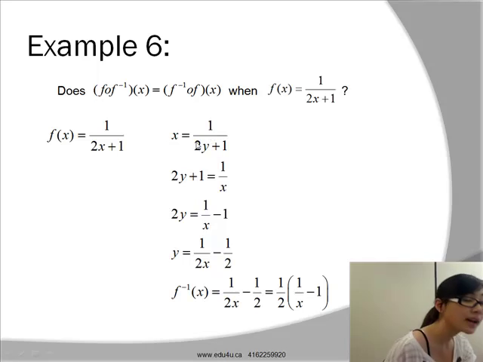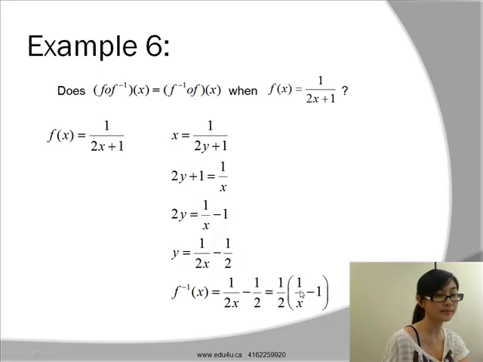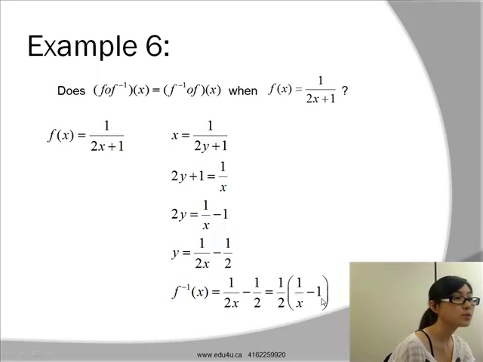When we do that, that's going to be x equals 1 over 2y plus 1. If we rearrange the equation, that'll give us 2y plus 1 equals 1 over x, which is the same as 2y equals 1 over x minus 1. And if we write that in terms of y, that's going to be y equals 1 over 2x minus 1 over 2. If we take out 1 over 2 on both of these terms, that's going to give us 1 over 2 times in brackets 1 over x minus 1.